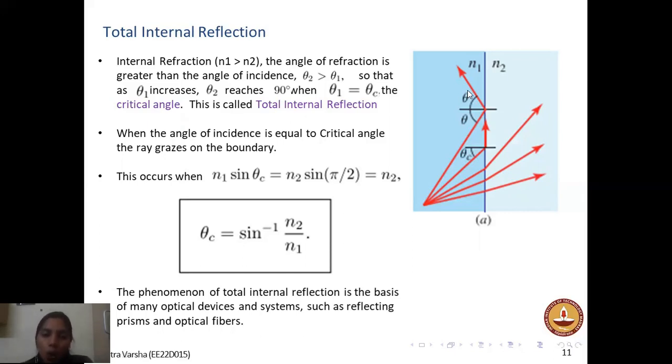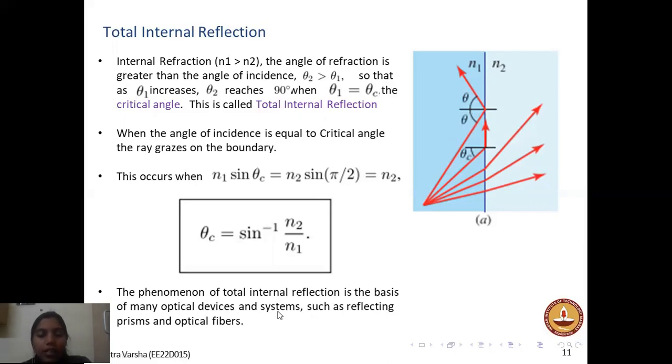This is the basics of fiber optics. When n1 is greater than n2, total internal reflection happens. When n1 is less than n2, Snell's law cannot be violated and total internal reflection does not occur. This phenomenon of total internal reflection is the basis of many optical devices and systems, such as reflecting prisms and optical fibers.